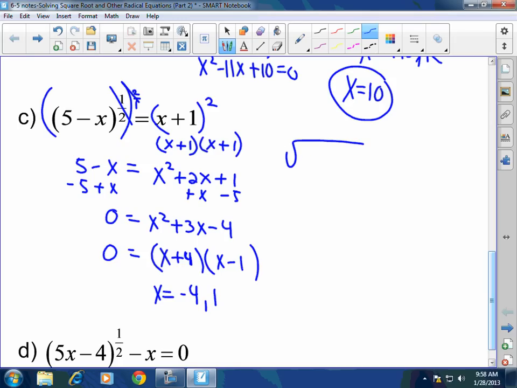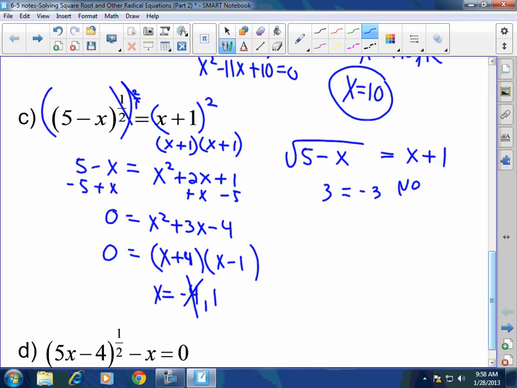Okay, I've got the square root of 5 minus x. That's got to equal x plus 1. Let's see. I've got a negative 4 here. 5 minus a negative 4 is the square root of 9, which is 3. And then negative 4 plus 3 is negative 3. So no, that doesn't work. Negative 4 does not work.